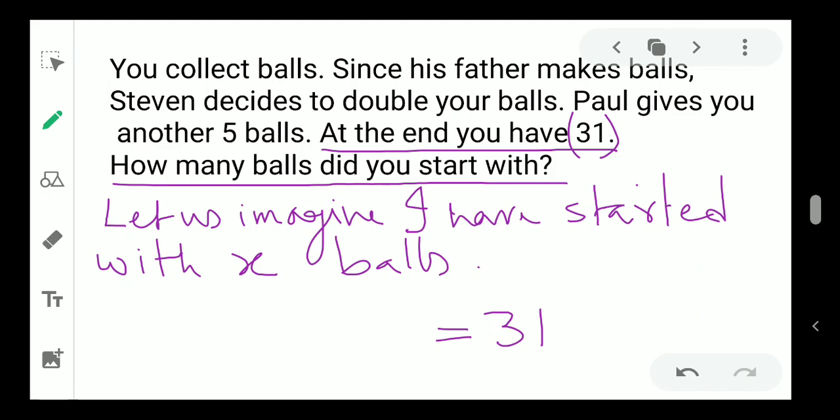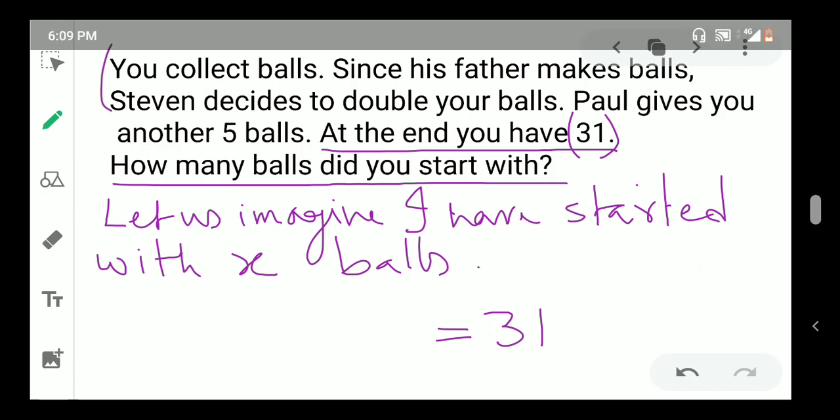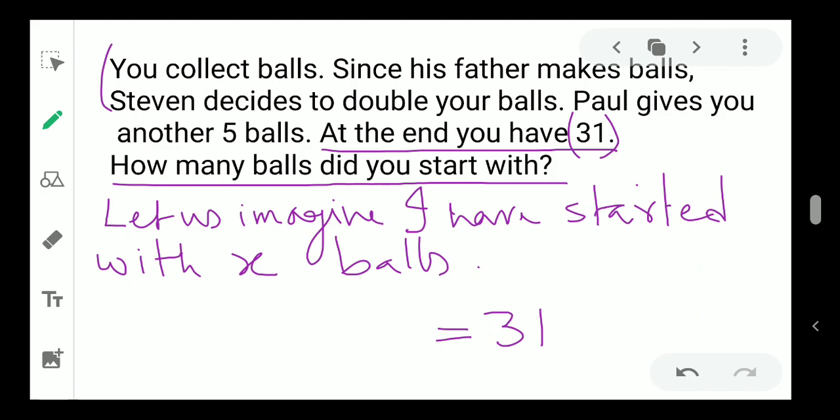Now at the end you have, so I have to find out using the condition and whatever information with the variables, I have to write one expression that tells me about how much I will have at end. So I started with x. Since Steven's father makes balls, so Steven gives me double of my ball, so I have now 2x after Steven has doubled my one. Paul gives me another 5 balls, so more 5 ball will add with that, and then finally I will have 31 ball.